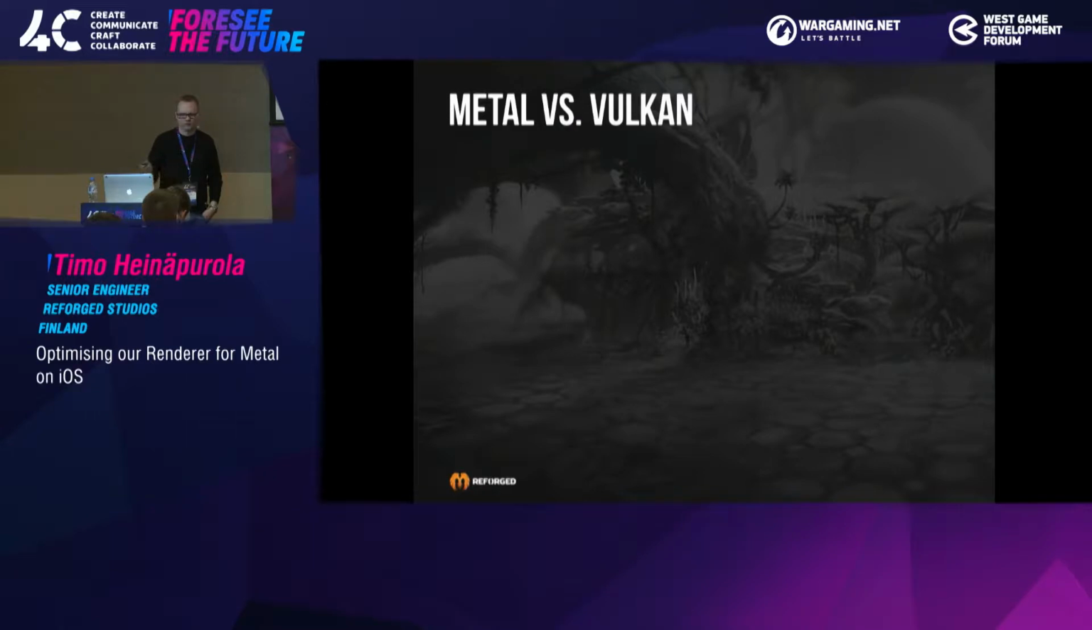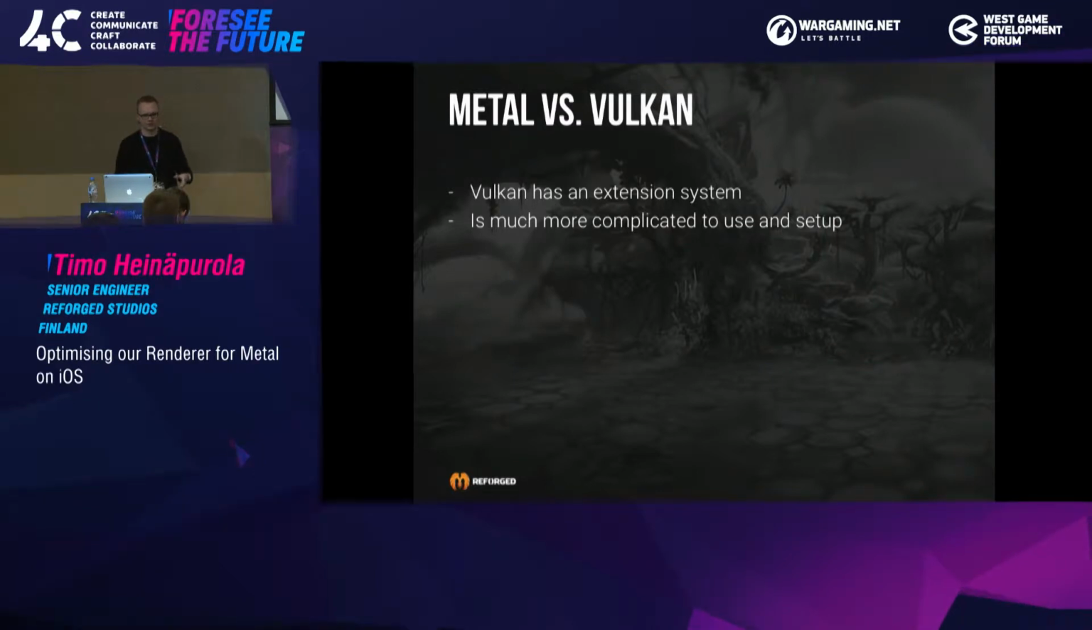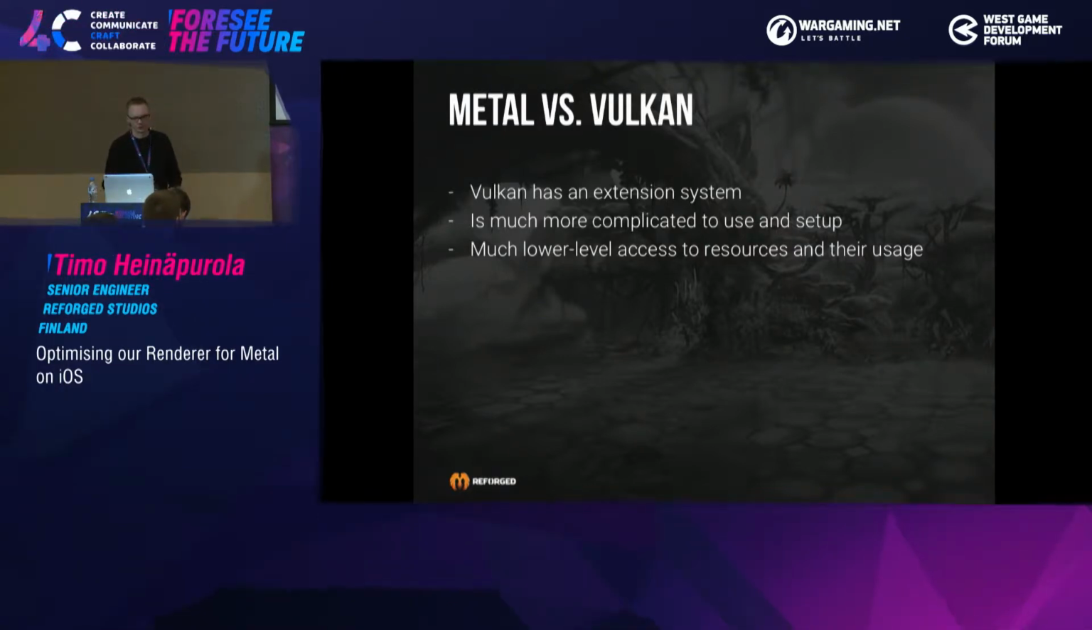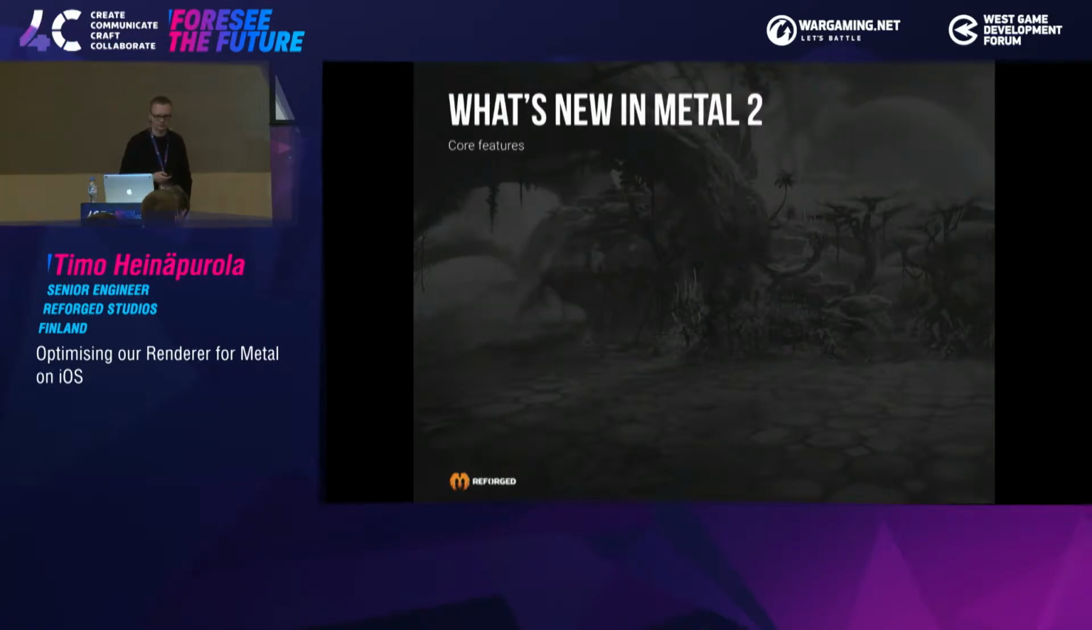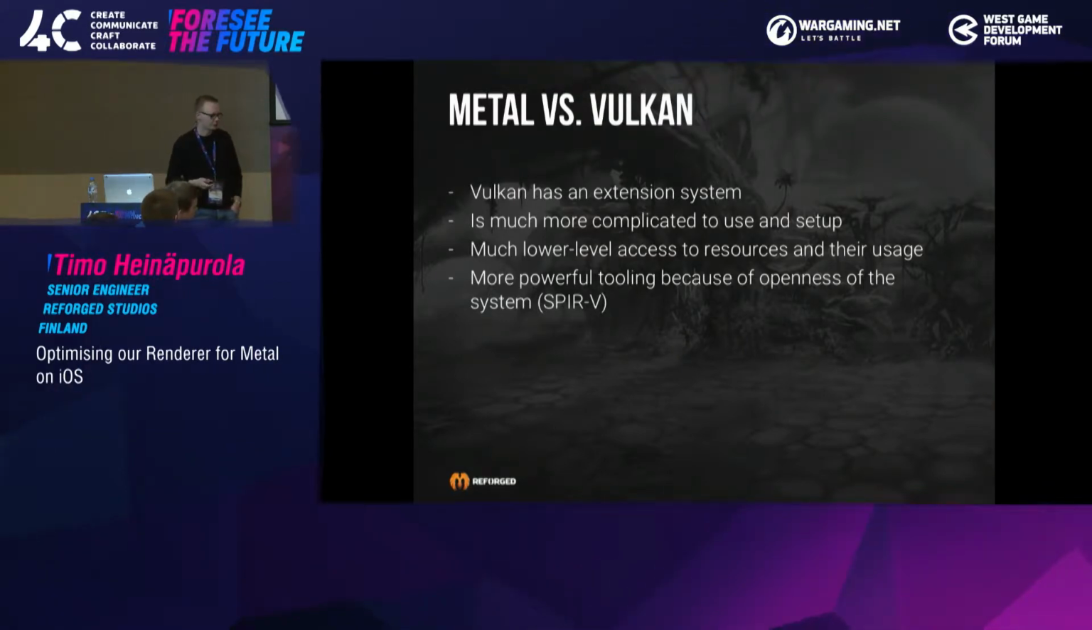A couple of words about Vulkan versus Metal then. Vulkan does have an extension mechanism, but it's a lot more complicated to use. So Metal kind of strikes a good point in between. It's a relatively easy API to use, but it has a bit less power. Vulkan gives you much lower-level access to resources and managing your resources. And the system in itself is a lot more open because it's a standard, including the shading language, the intermediate shading language used by it. So you can create a lot more tools for that.